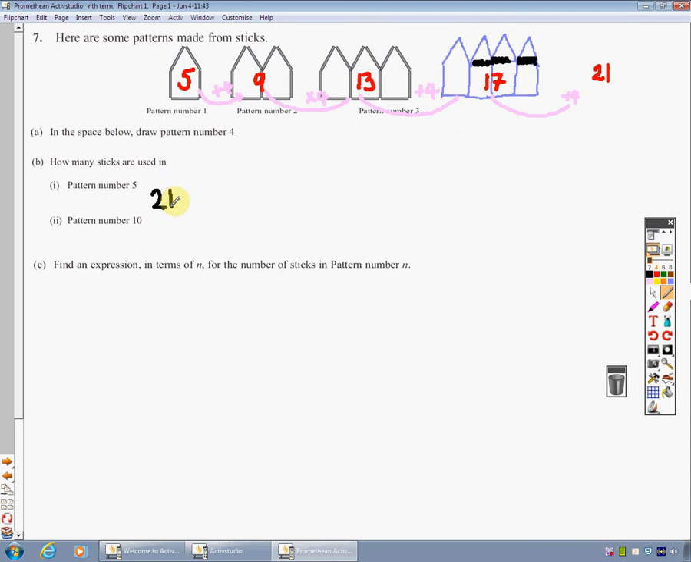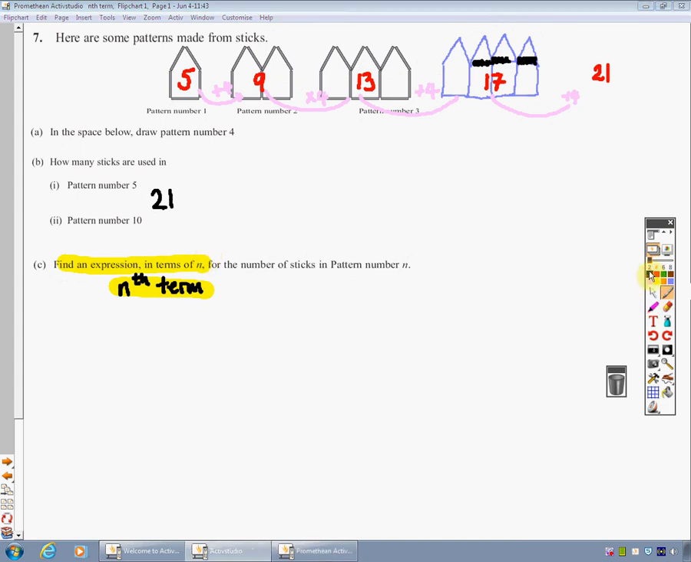Now I could carry on with that idea to get pattern number 10. However, I'm just going to read the second bit here. It says find an expression in terms of n for the number of sticks used in pattern number n. Well, this is something called finding the nth term. And when it says an expression in terms of n, that is code for finding the nth term. In some questions it will actually say find the nth term, and we need to know that either seeing it like that, find the nth term, or an expression in terms of n means the same thing, in this case finding the nth term.